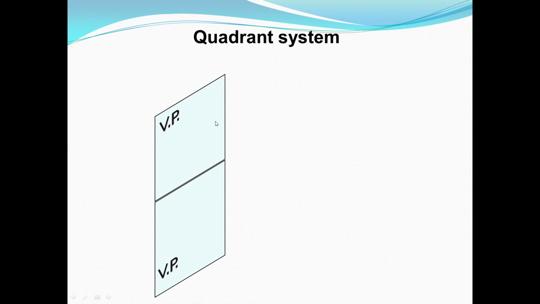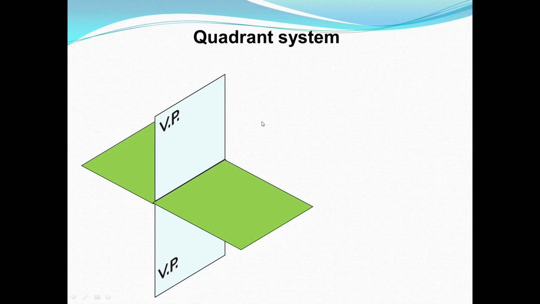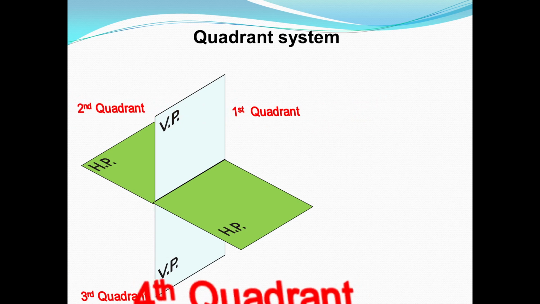Quadrant system we have covered in the last lecture. The quadrant system arises because of the interaction of these two principal planes, the horizontal plane and the vertical plane. The x-axis is the horizontal plane, the y-axis is the vertical plane, and the intersection line between the horizontal plane and vertical plane is the xy line. And what is the meaning of the object in the first quadrant, second quadrant, third quadrant, and fourth quadrant? So, a quick review about that.